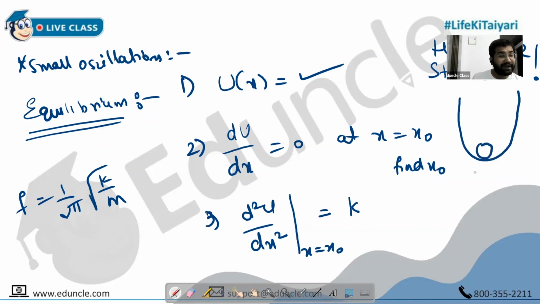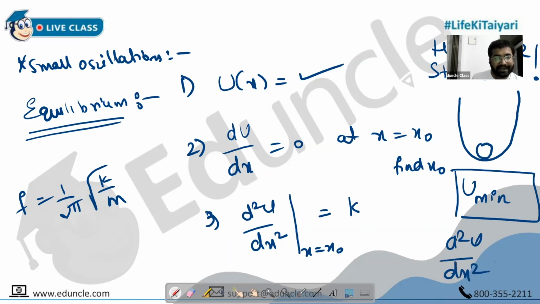Basically, it is where potential energy is minimum. It means that this d square u upon dx square has to be greater than 0. It has to be positive, which is logical. Can k be negative? K cannot be negative. K cannot be 0. Spring has k. K has to be positive. Is that clear, everyone? For minima, the second derivative is greater than 0.